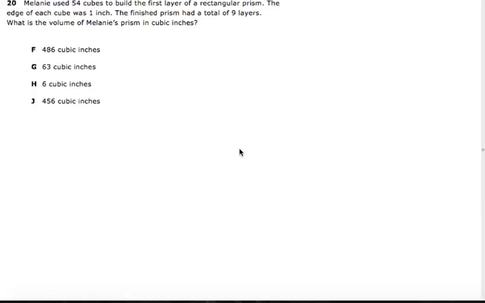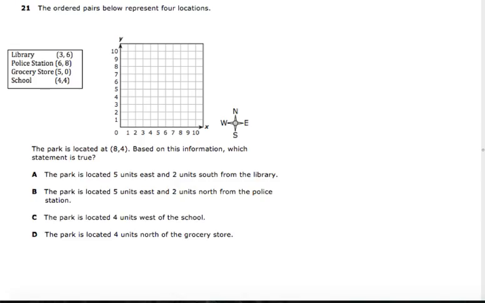20. Melanie used 54 cubes to build the first layer of a rectangular prism. The edge of each cube was 1 inch. The finished prism had a total of 9 layers. What is the volume of Melanie's prism in cubic inches? F. 486 cubic inches, G. 63 cubic inches, H. 6 cubic inches, J. 456 cubic inches.